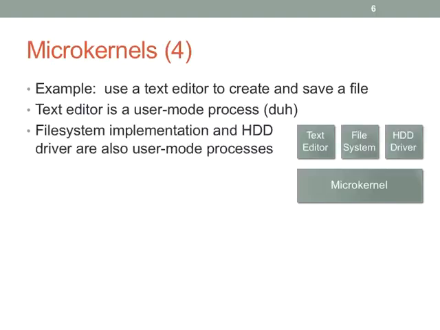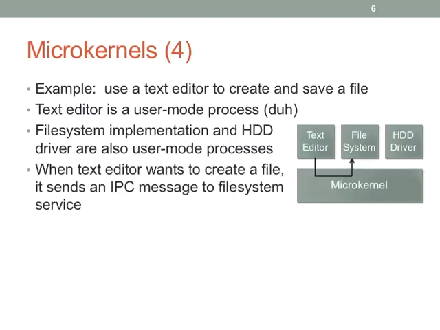So there's a few other user mode processes that provide these facilities. So you have a file system process and a driver process for the hard disk. And the text editor says to the file system process, I need to create a file. So what it does is it actually sends an inter-process communication message, or an IPC message we say, to the file system service saying, here's the file name, here's where I'd like to be on the file system. Would you please create this file for me? So that's a trip through the microkernel.